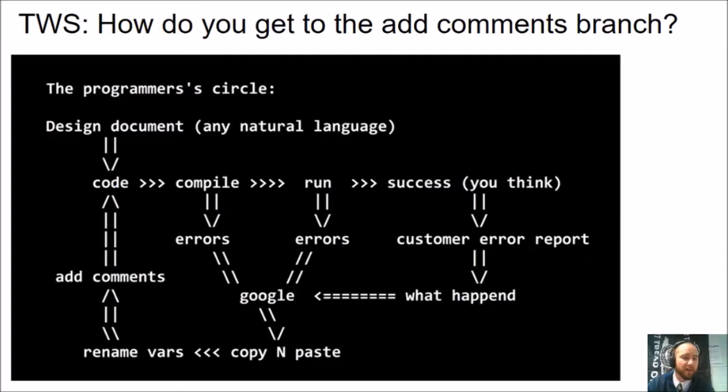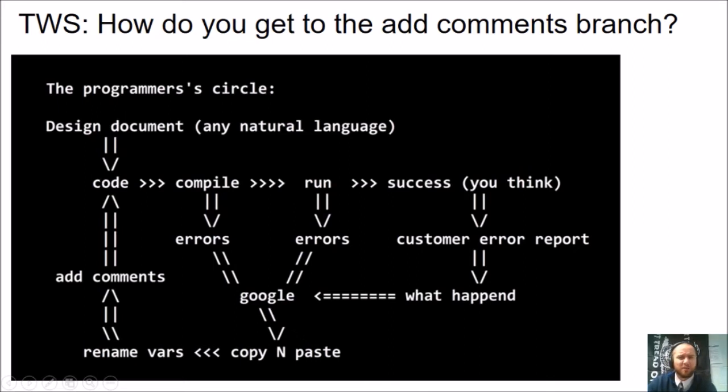So here's a fun little exercise I found. It says the programmer circle. You design the document, and then you code, and then you compile, and then you run, and if it's successful, the customer will likely report an error, and then you ask yourself what happened, so you'd Google that, and then you'd end up finding something that you copy and paste, and then what that will force you to do is rename your variables, which will include you needing to add comments, and then if you add comments you're likely to add more code, and then the process starts all over again.